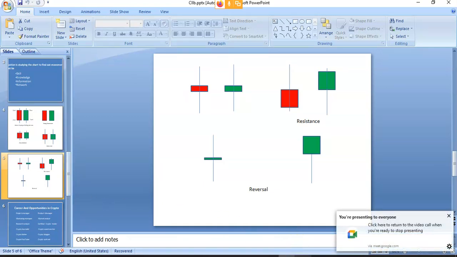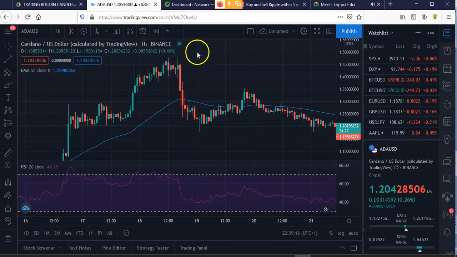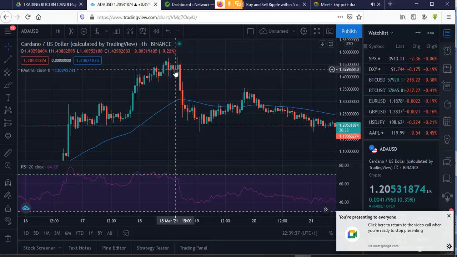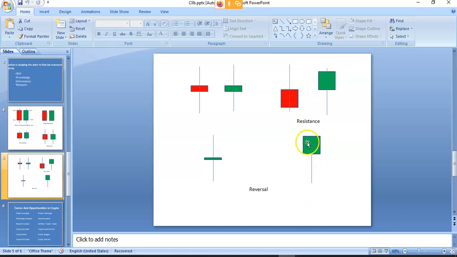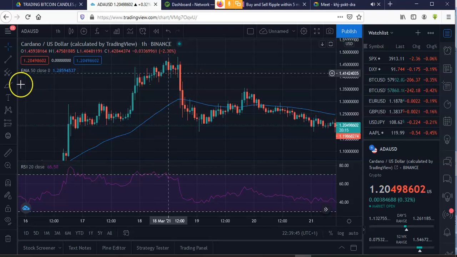So let's go into the chart and find what I just talked about. You can see a long wick with a little body, and you can see a hammer here. This one is the hammer I talked about. So you can see it here.